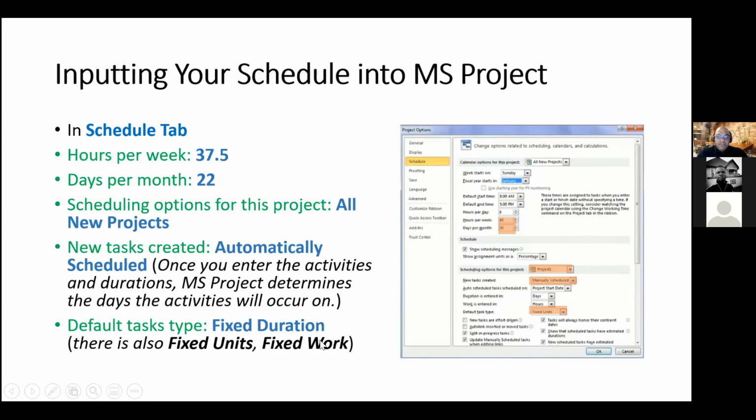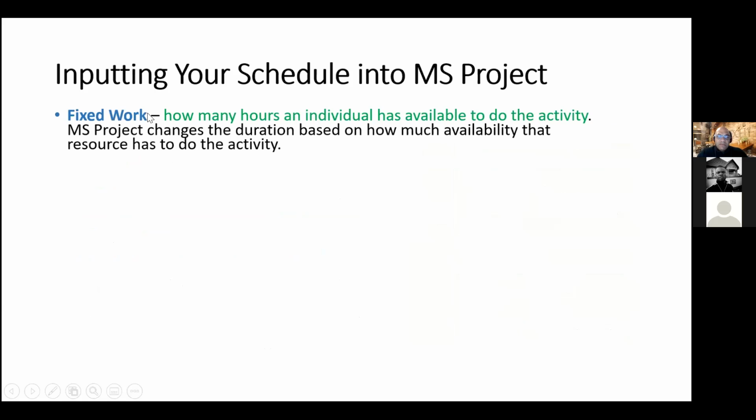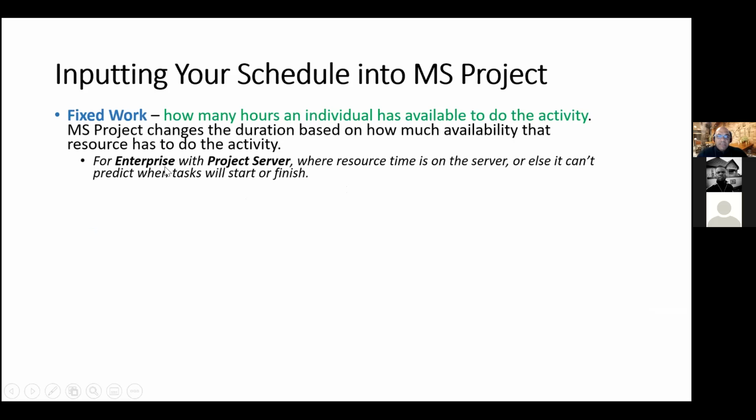So there's also fixed units and fixed work. You want fixed duration for a very good reason. And hopefully I have enough time to explain this before we go to break, I hope. So fixed work is how many hours an individual has available to do an activity, right? And Microsoft Project will change the duration based on how much availability this resource has. So this is what fixed work is about. And this is usually for an enterprise with Project Server, which you're not going to use. So don't worry about fixed work.